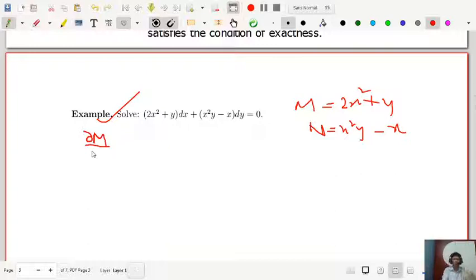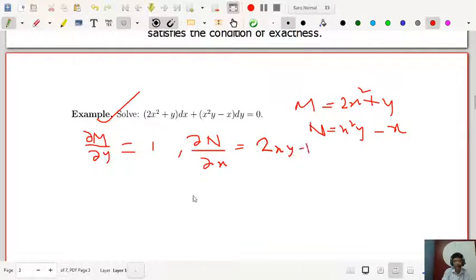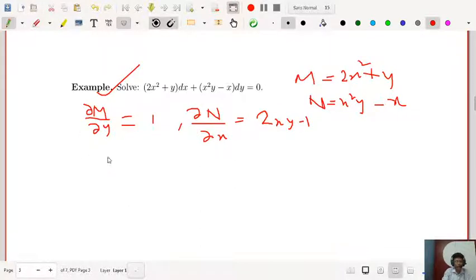Whatever you have learned, you can check that first before going into rule 2. First you apply rule 1; before that you have to test for homogeneity, separation, all the things, linear, Bernoulli. If all the things fail, you go to check rule 2, ∂M/∂y. What is your ∂M/∂y? ∂M/∂y will be 1, and what is your ∂N/∂x? ∂N/∂x will be 2xy − 1, right?